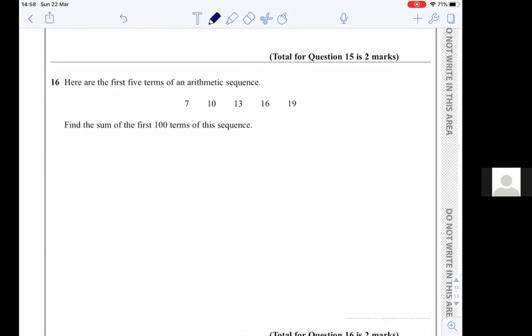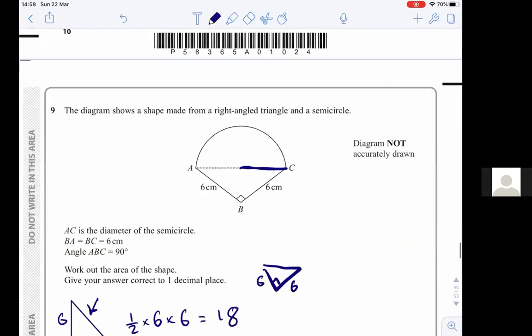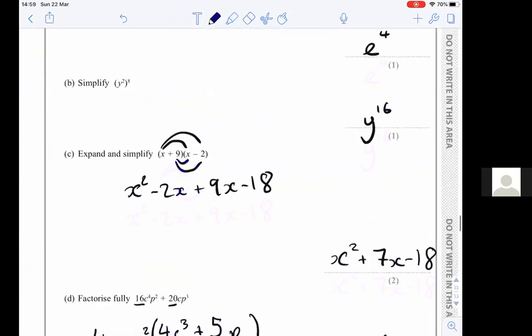The first 5 terms of an arithmetic sequence are 7. So a is 7. As soon as I see arithmetic, I'm thinking a. n, we don't know yet. I haven't finished reading the question, but d is 3. It's going up in 3s, and it says find the sum of the first 100 terms. So n is 100. I can use that formula at the beginning of the paper. Where is it?